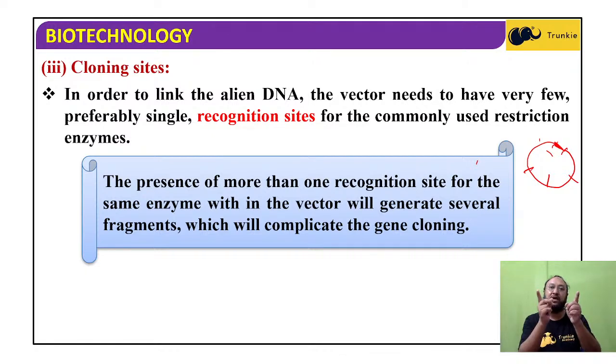To integrate one alien DNA, one cut is sufficient, even in a long DNA. If it is circular, it is also cut at one place. That cut has two ends, and we join the alien DNA in that region. After joining, it again becomes a complete circular plasmid DNA. That is the reason that, in order to link alien DNA, the vector needs to have very few, preferably one, recognition site. That will facilitate our work and make it easy. Otherwise, it will be problematic.